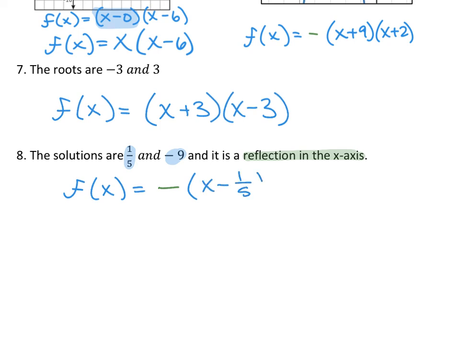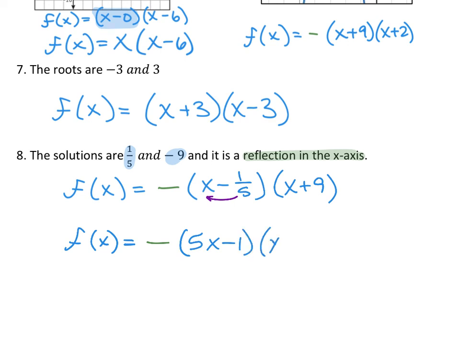1/5 and -9. Now remember, to really be done with this question, we are going to have to swing that denominator forward since we do have a fractional solution. So really, the intercept form is f of x equal to -5x minus 1 and x plus 9. And that is an intercept form quadratic that meets these conditions, that it has those solutions and it's a reflection in the x-axis.